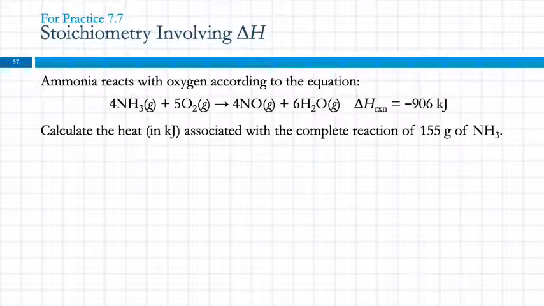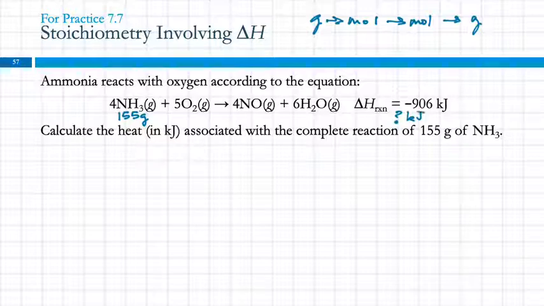And for stoichiometry, we do grams to moles to moles to grams. Right? Grams to moles to grams. And then we have to look at the specific problem and see, is this a variation, and if so, what's being changed? So 155 grams of NH3, and it's asking for the heat. Well, which of those pieces represent heat? The delta H, I guess. So you could, over here, under here, write how many kilojoules. That's what we're trying to find.